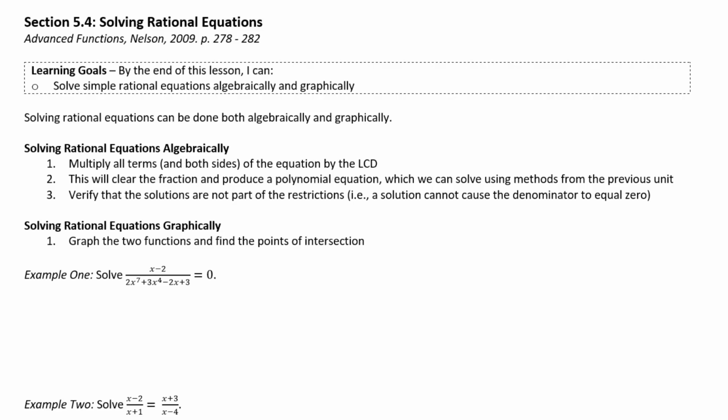Solving rational equations. Solving rational equations can be done both algebraically and graphically. If we're doing this algebraically, what we want to do is clear the fractions by multiplying all the terms of the equation by the lowest common denominator, or the least common multiple. Then we have to set everything to one side, make the other side equal to 0, and solve.